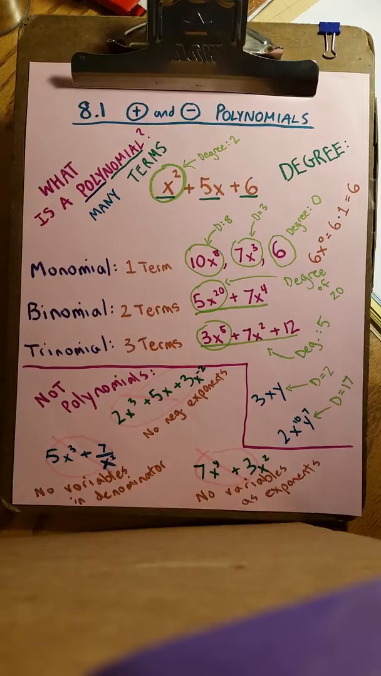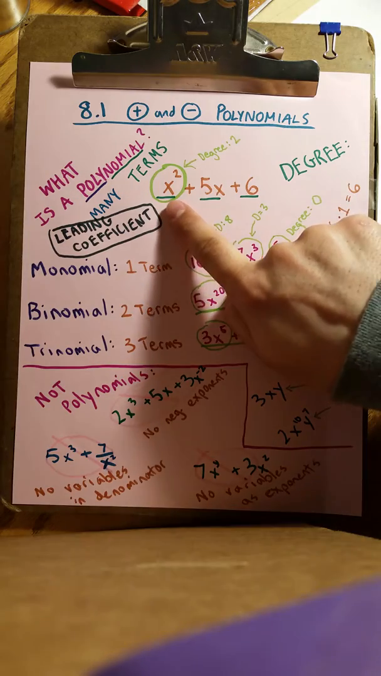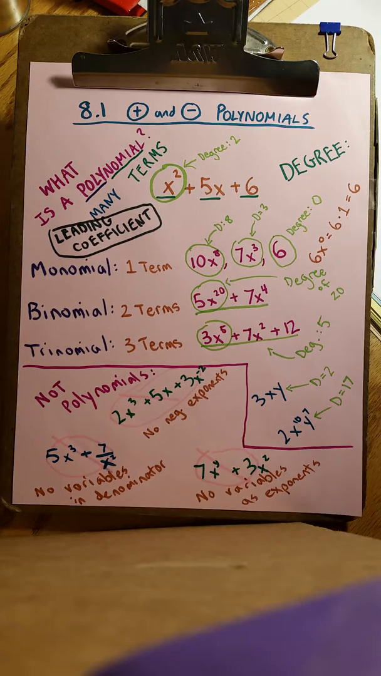The last piece of a polynomial we need to discuss is the idea of a leading coefficient. Remember, the coefficient is just the number that goes along with the variable part. So as a few quick examples, the coefficient of x squared is 1, of 5x is 5, and 6 isn't a coefficient, it's a constant term.